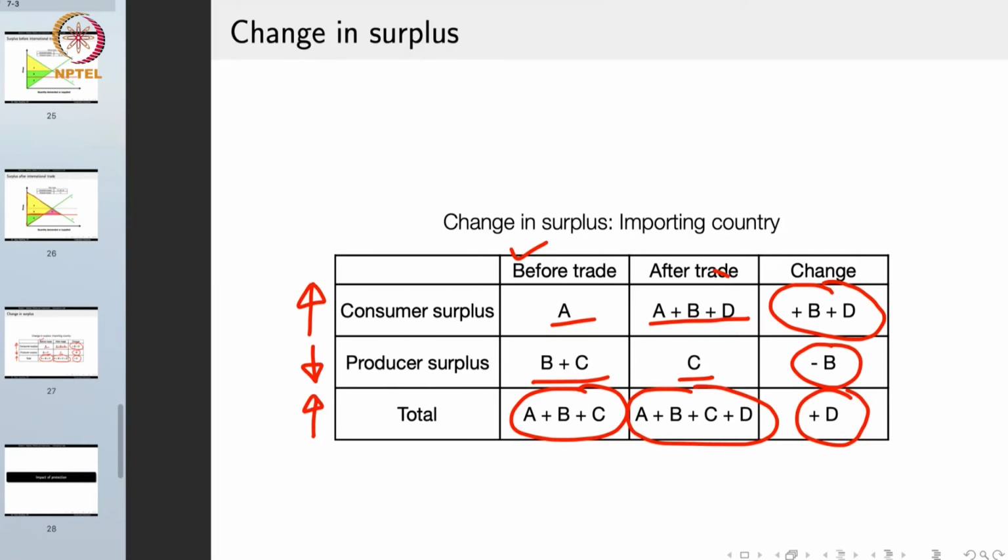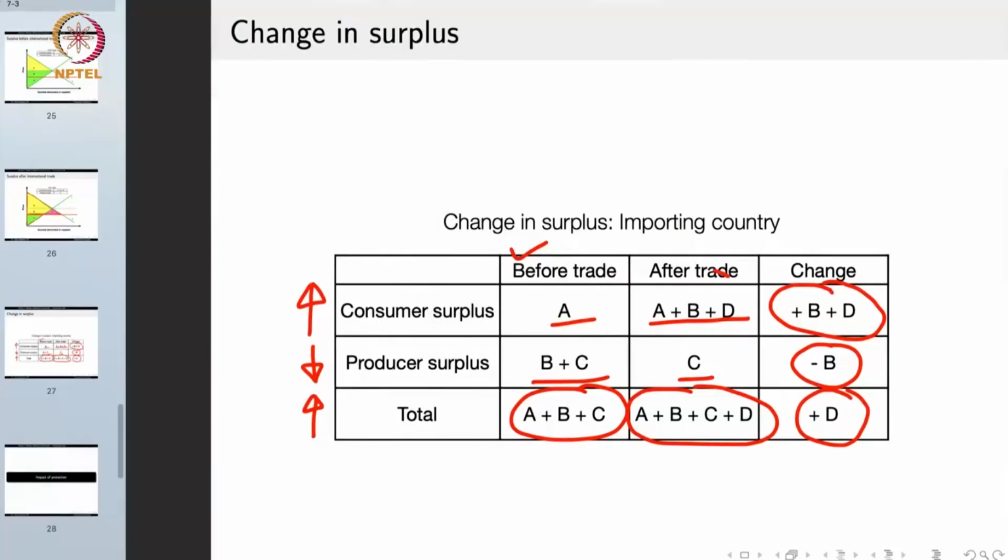And when the total surplus increases, it means that the welfare of the society increases. So the welfare of the people who live in the country that is now importing the goods has increased, because the country has decided to import the goods. So the total surplus increases not only for the exporting country but also for the importing country. And which is why international trade actually happens, because it increases the total surplus.